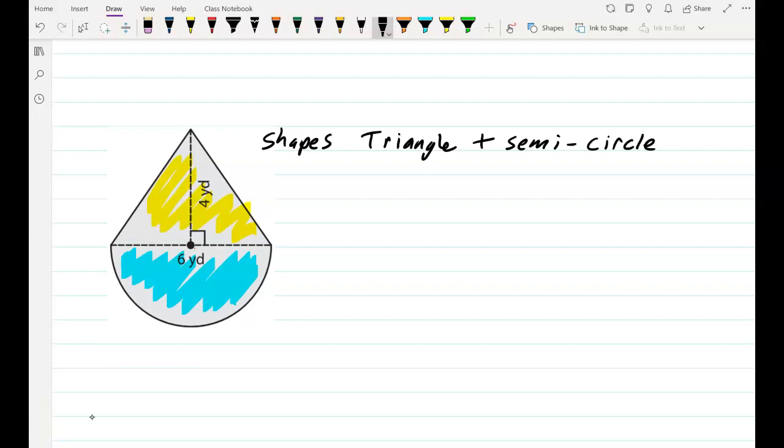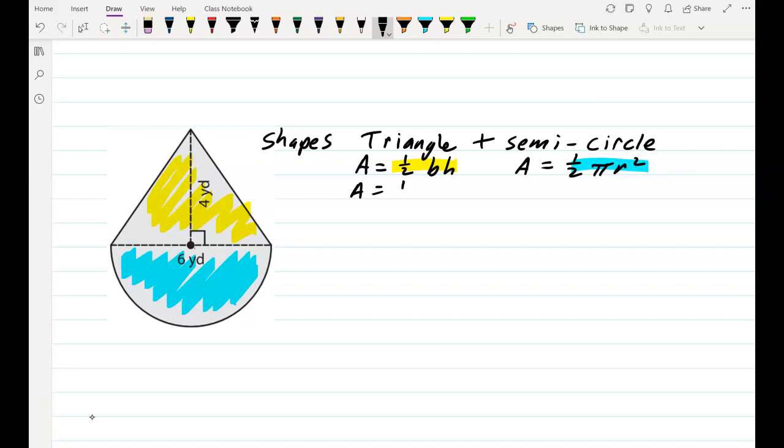All right, now all we have to do is find the area of each of those shapes. The area formula for a triangle is 1/2 times the base times the height. And then the formula for a semicircle, well, we know the area for a circle is pi r squared. And a semicircle is half of that, so the area would be 1/2 pi times the radius squared. So let's find the area of the triangle first.